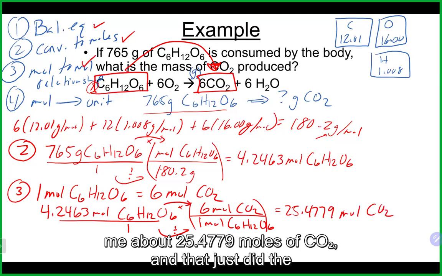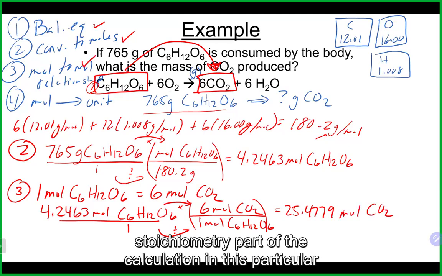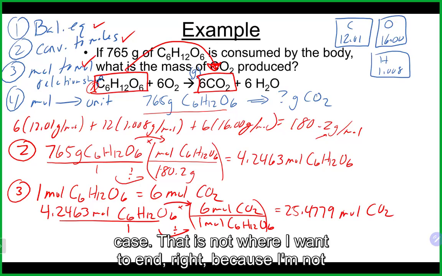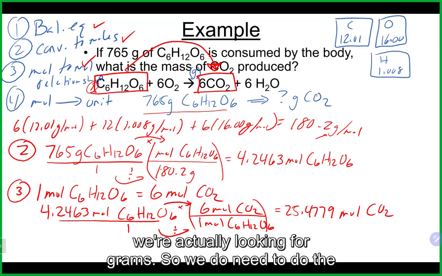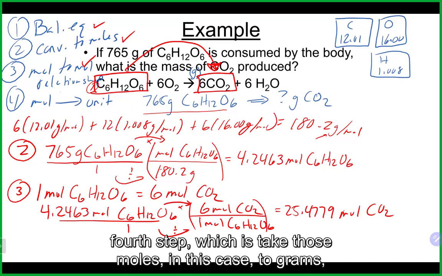And that just did the stoichiometry part of the calculation in this particular case. That is not where I want to end, right? Because I'm not looking for moles. If it was, I could put a box on it. But here we're actually looking for grams. So we do need to do the 4th step, which is take those moles, in this case, to grams.